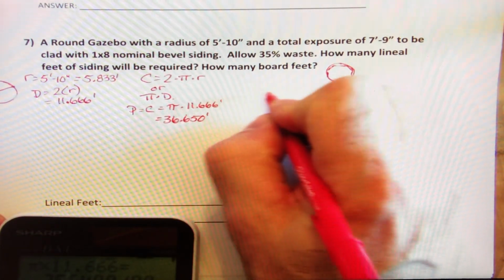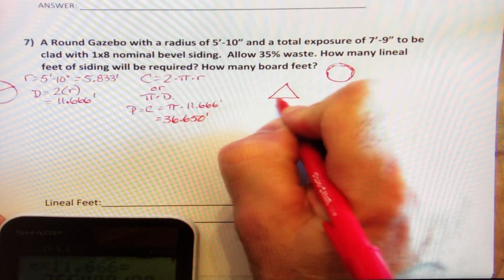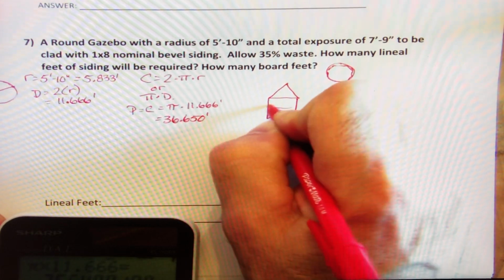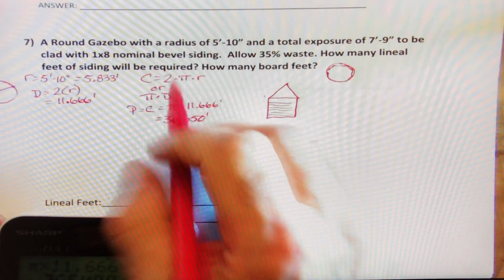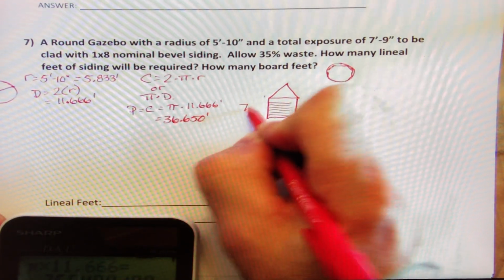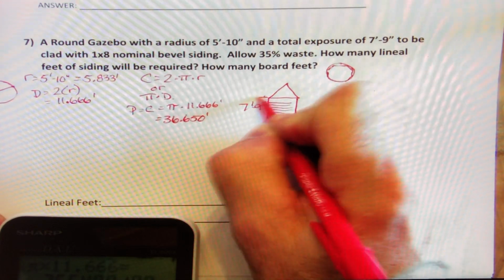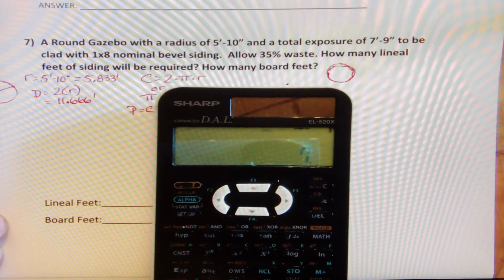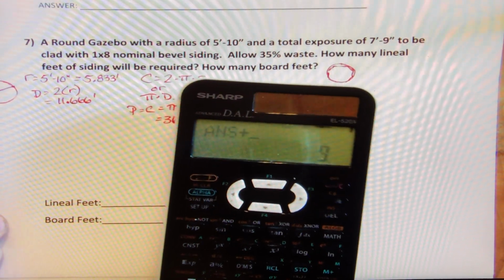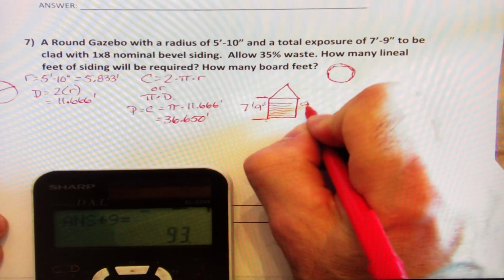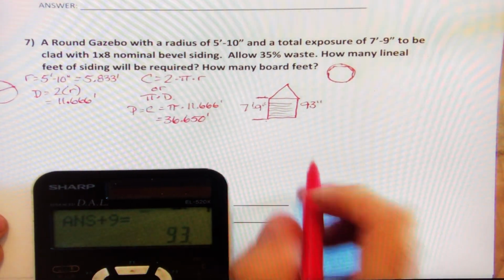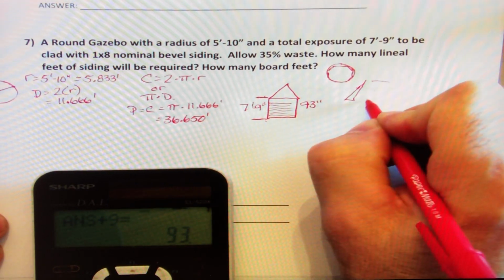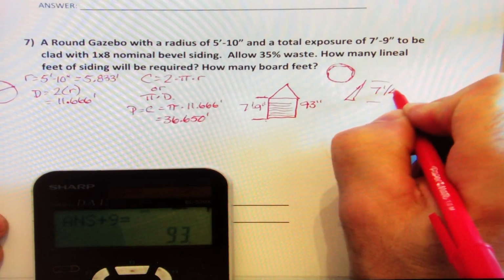Next thing I have to do is find out my number of rows to get all the way up, going with 1x8 all the way around this building. I have a total exposure here of 7'9". So from here to here, I have 7'9". I'm going to change that to inches. 7 times 12 plus 9, 93 inches.